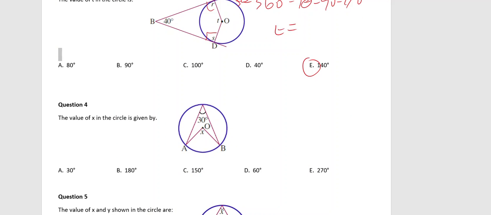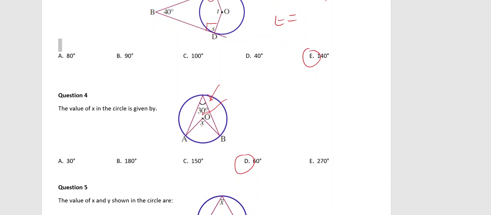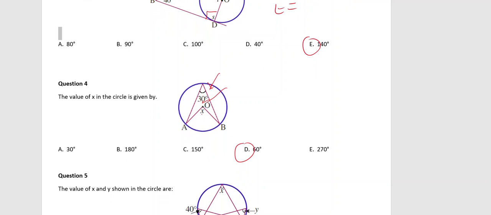Question 4. The angle going to the center and the angle going to the outside of the same arc. So this is half of this, so this would be 60 degrees, so this is double. One is double the other, so the one going to the center is double the one going outside, so that has to be 60 degrees.